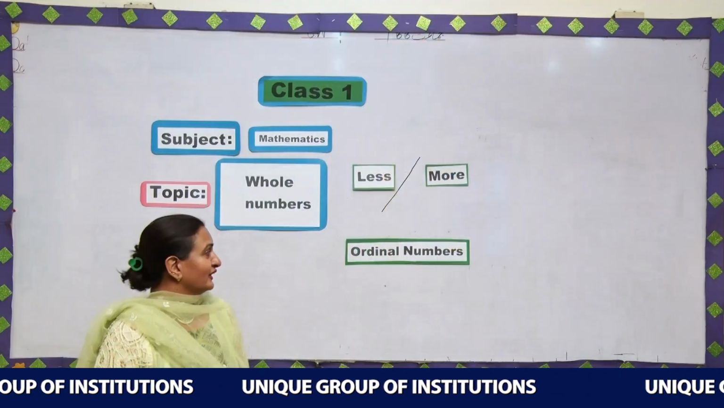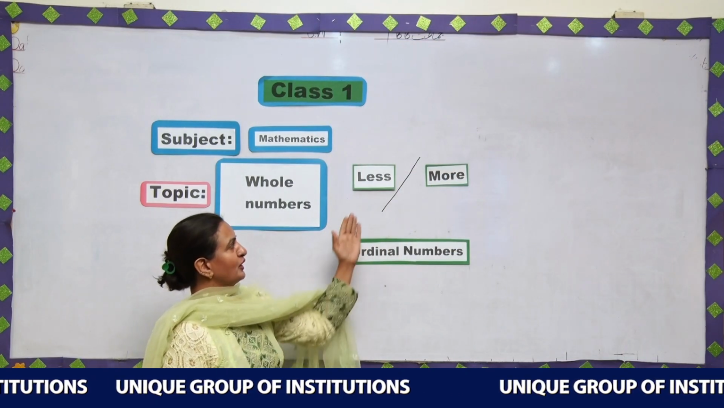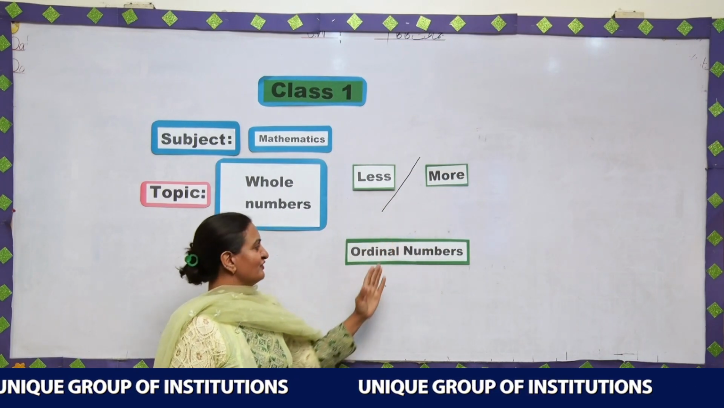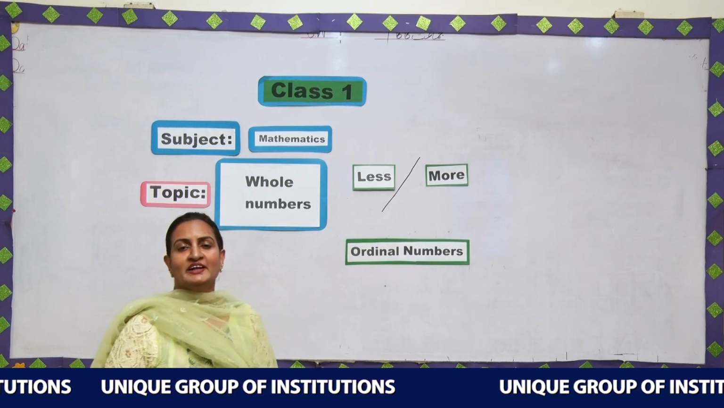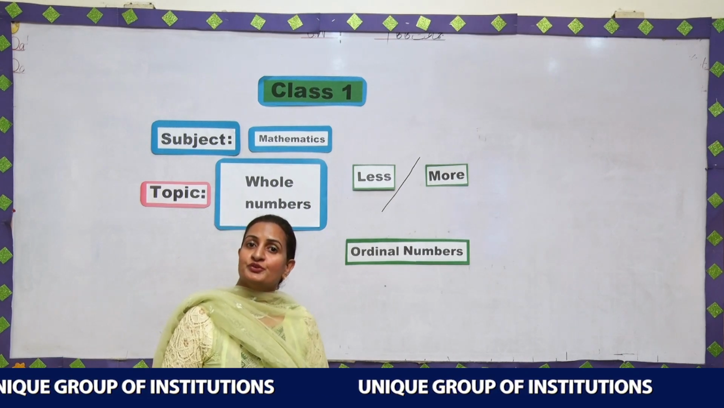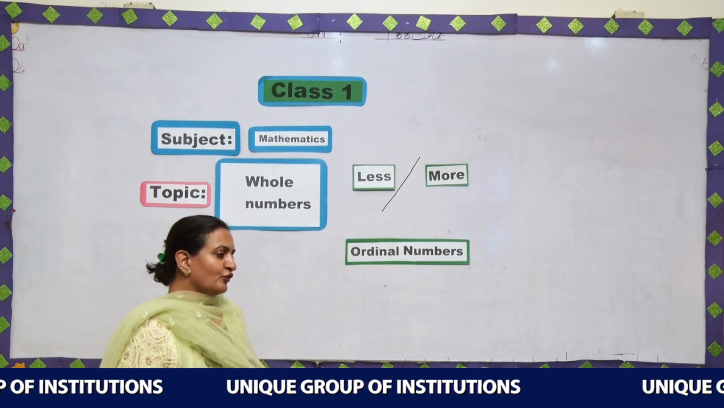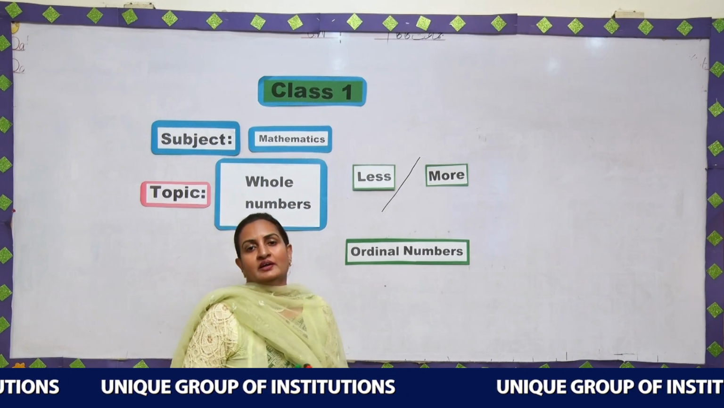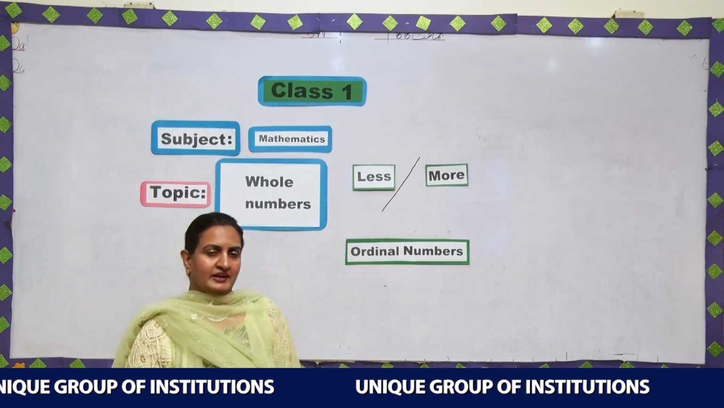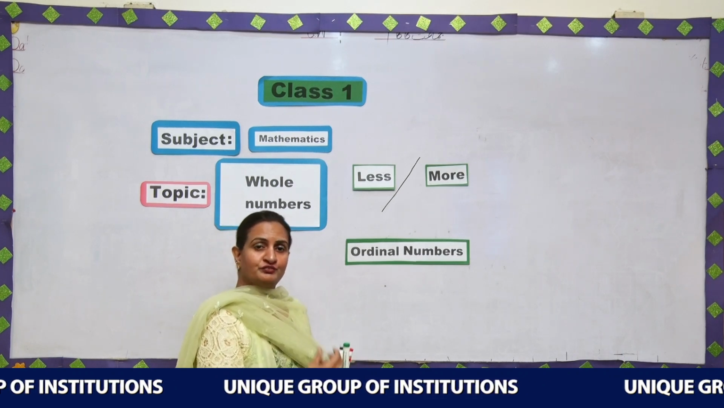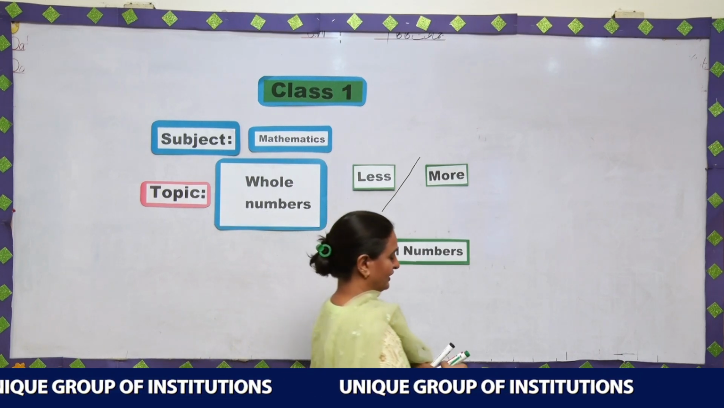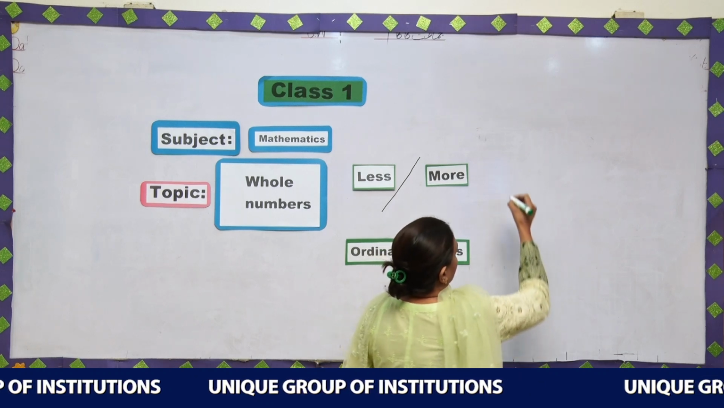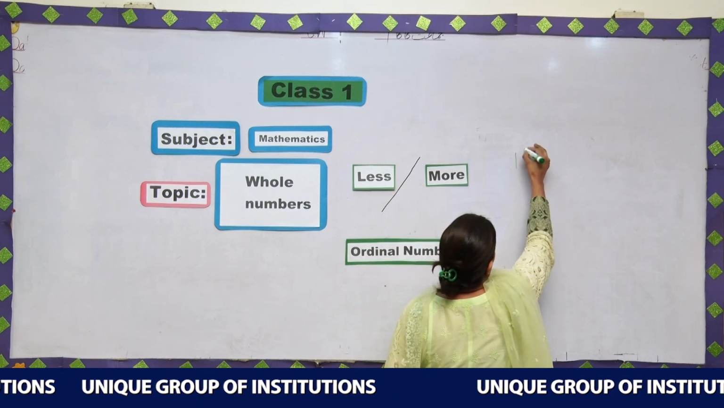Thank you. Now, students, after the concept of less and more, we will discuss ordinal numbers. What is an ordinal number? An ordinal number is the number of positions. When we play a match or we sit in a row, then we write the position of the numbers. So, what are ordinal numbers and position? Like, the first one is first.